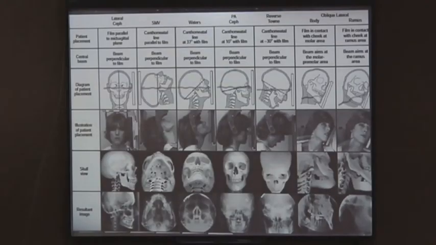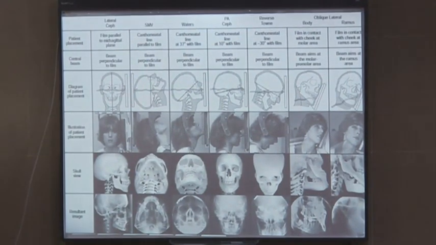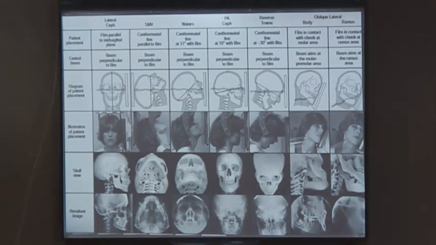This chapter, you read only this. Don't go anything inside. The major questions will be, what is the canthomeatal angulation? What is the position of patient, perpendicular to the plane, parallel to the plane? Only this will be the questions. Okay. Apart from this, I will tell you what all questions.